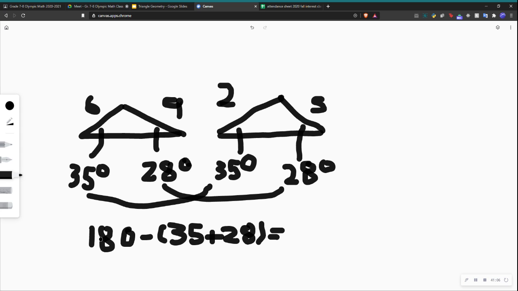Does anyone know what this is equal to? So the third angle that we haven't calculated, what's the value of that? Does anyone know? It's this right here. So what is 180 subtract 35 plus 28? Now we have to calculate 35 plus 28 first. What is this equal to? 117 is correct. So this means that this is 117, and this is also 117.